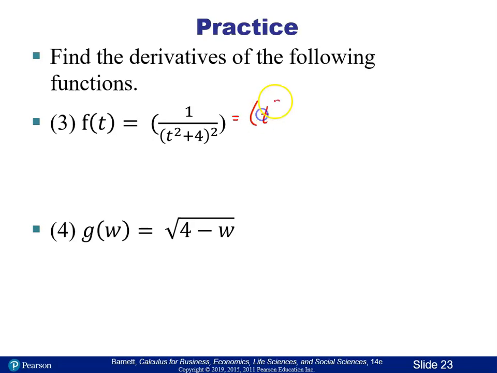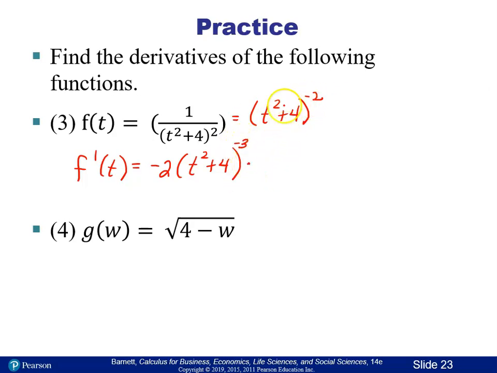So I'm going to rewrite it as t squared plus 4 to the negative 2. So that's just rewriting my original function. So now I'm going to take the derivative of it. So I'll have negative 2 times t squared plus 4, drop the power down by 1, so negative 3, and then take the derivative of the inside, so that's going to be 2t. Okay. So I can combine these together, so that would be negative 4t, and then since this is a negative exponent, I'm going to bump that to the denominator and make it a positive exponent.